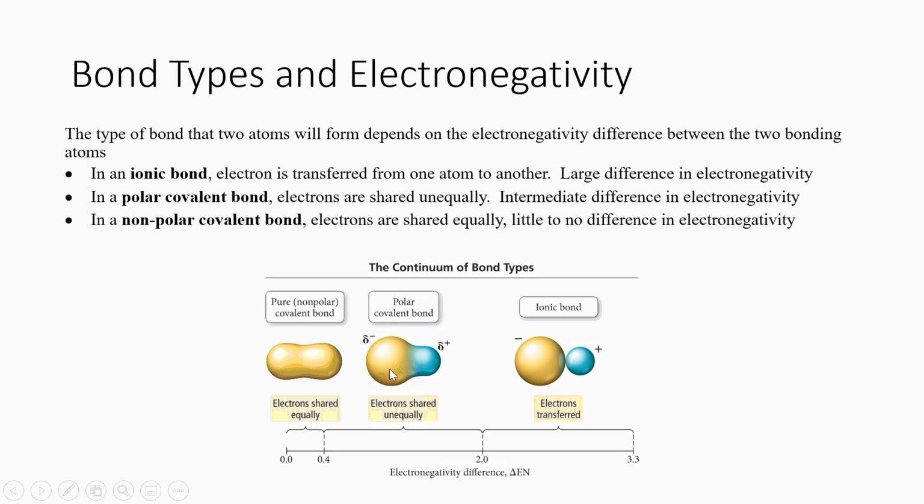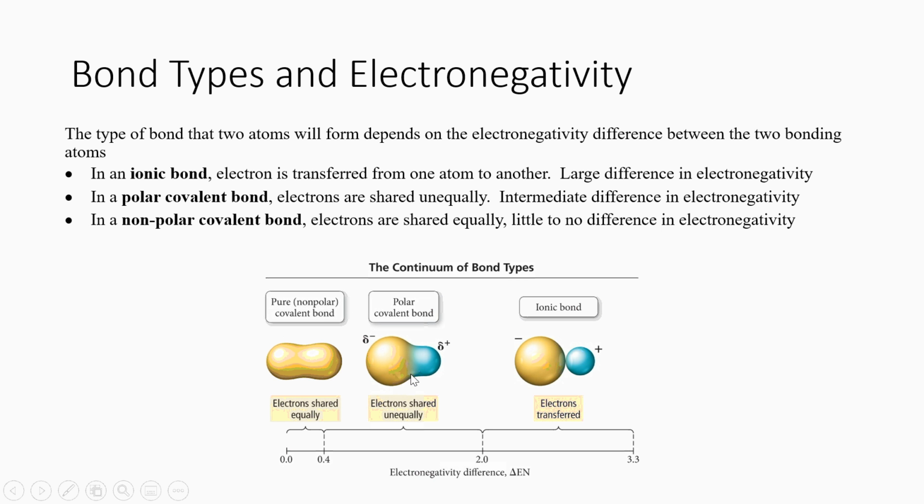But there's something in between where they're sharing electrons, so it's not quite ionic, but it's not quite non-polar. So they're sharing electrons, but they're not sharing them evenly. And that's something called a polar covalent bond. That's when there's an intermediate difference in electronegativity. So it's not big enough to be an ionic bond, but if they're not sharing them evenly, that's in between.